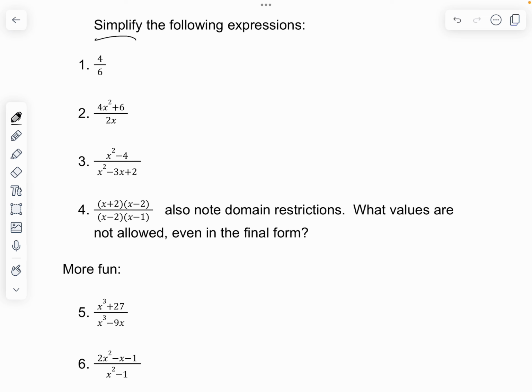So here they want you to simplify some fractions. So you're going to have to factor some of these things and see if you can cancel anything out. Sometimes they want you to note domain restrictions. It's always a good idea to do for any problem. And down here, a couple that are a little bit more fun. So these are a little bit harder problems. Notice on the top of number 5, you've got a sum of cubes. Ooh, might have to do that.